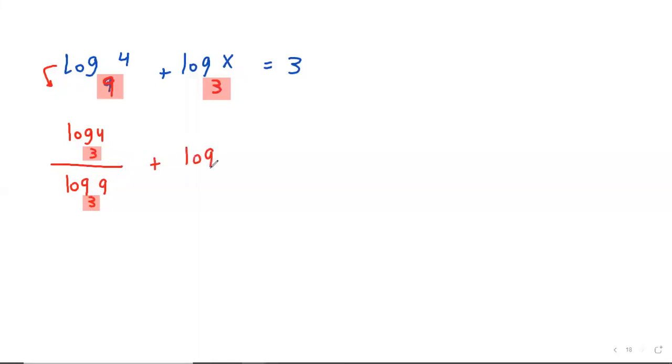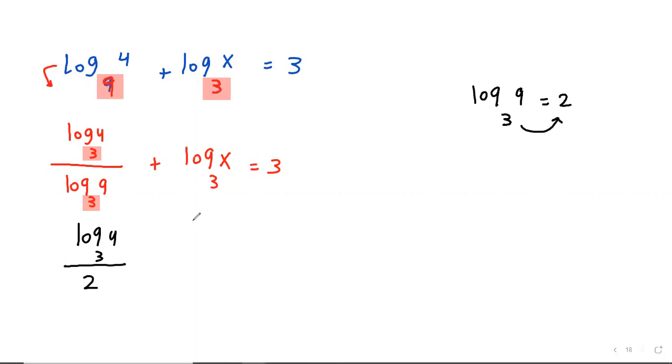And you'll complete writing the question here. It will be log 4 in the base 3 over 2, because log 9 in the base 3 equals 2: 3 raised to the power of what is 9? 3 raised to the power of 2. Plus log x in the base 3 equals 3.